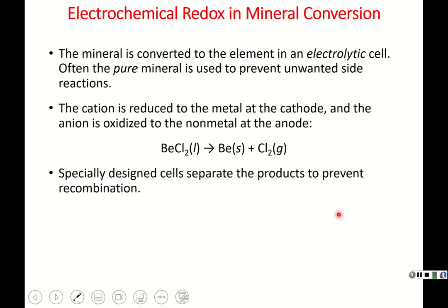You can also use an electrolytic cell. So something like liquid beryllium chloride can be used, and you undergo reduction at a cathode, right? So if this is your liquid in the cathode chamber, you undergo reduction to solid beryllium metal.